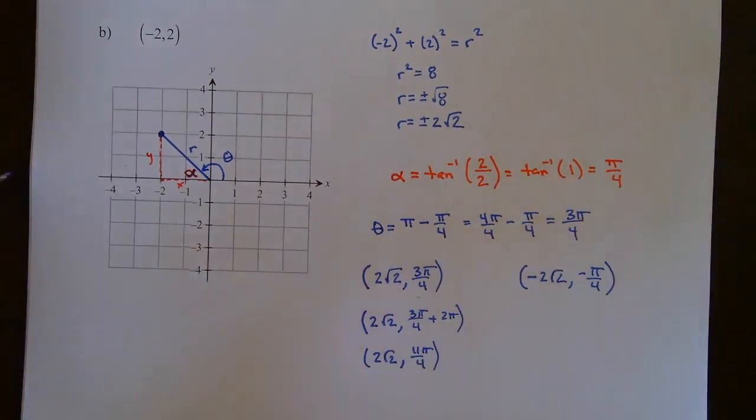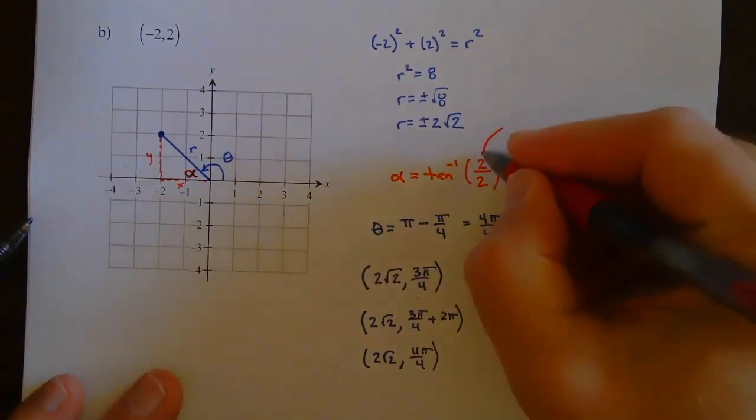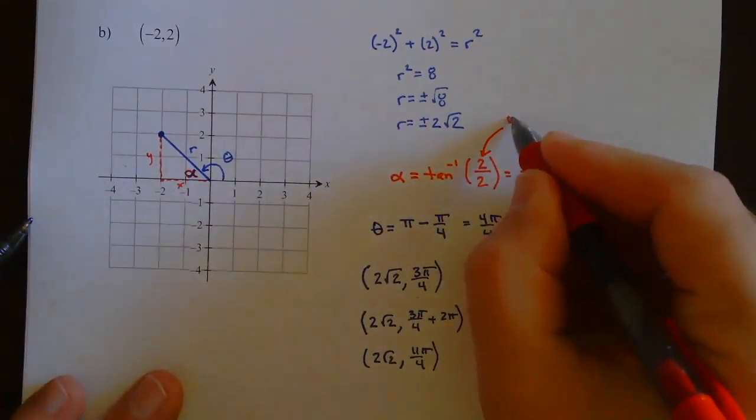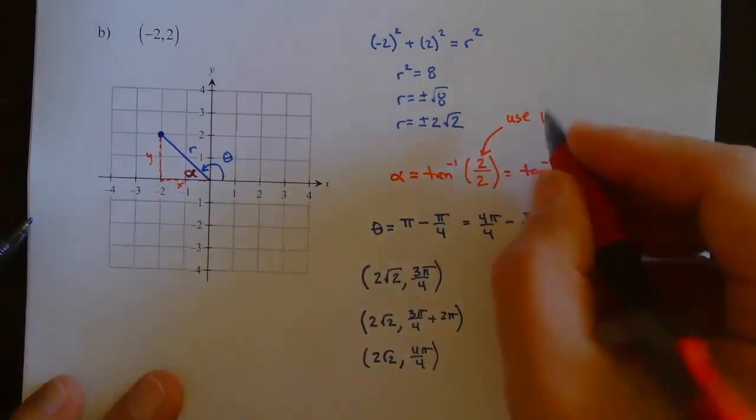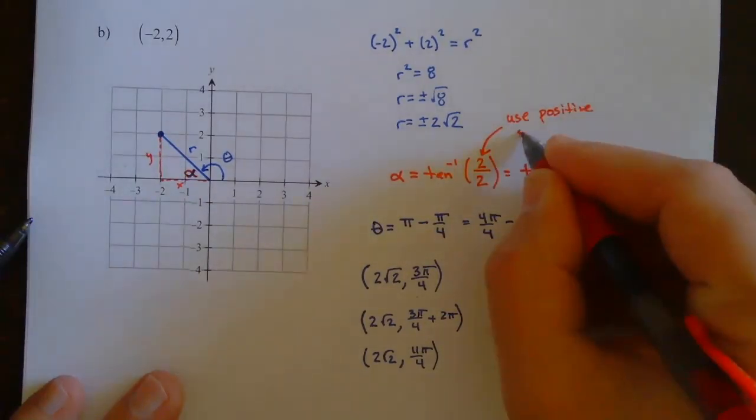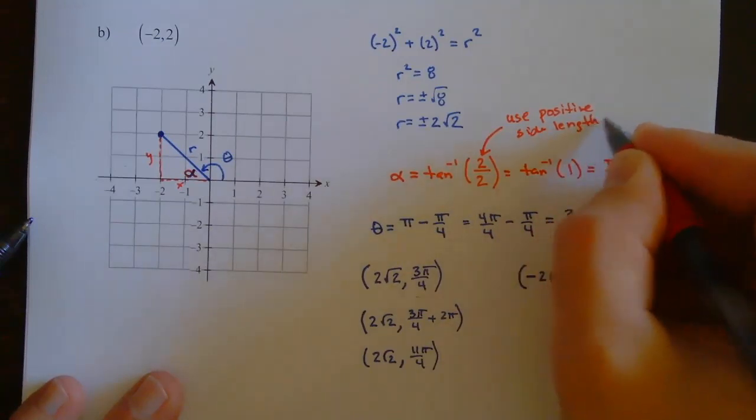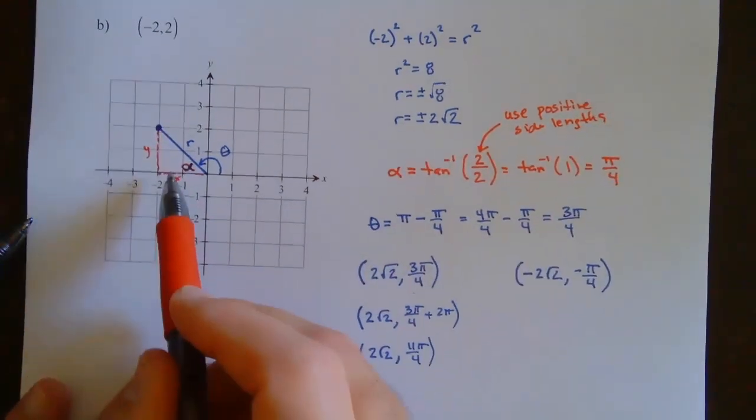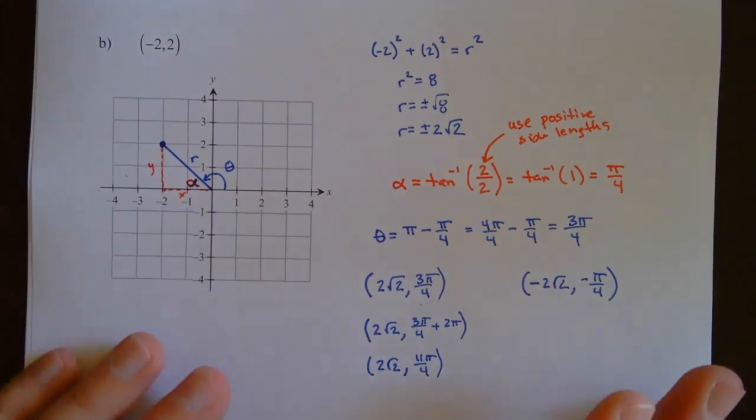I should have said this, okay? Let me point to this. Right here, if you want to get the reference angle, you need to use positive side lengths, because then you're treating this triangle as a triangle from like Math 2, okay? Hopefully I didn't over explain that to you guys. All right, so let's go to the next one, and we'll do that one.